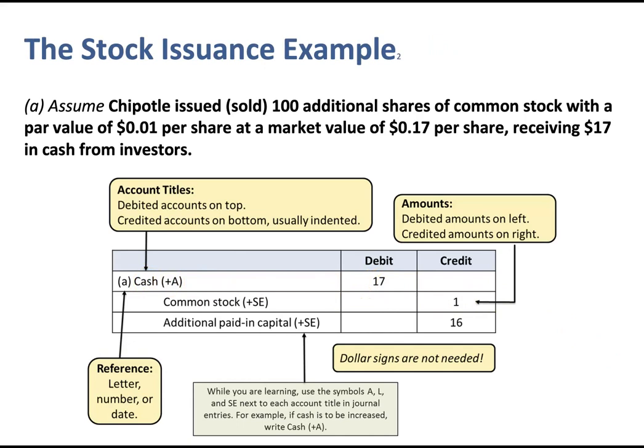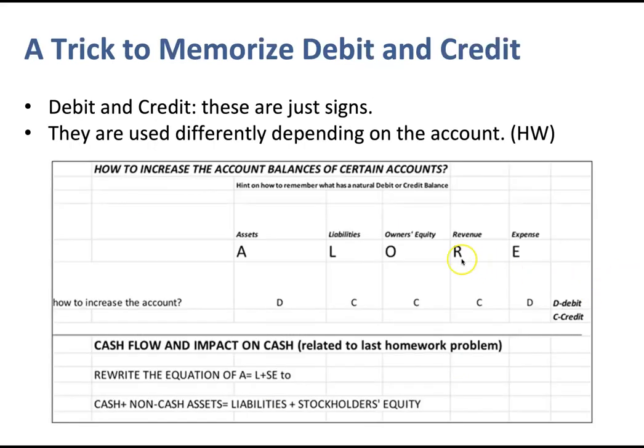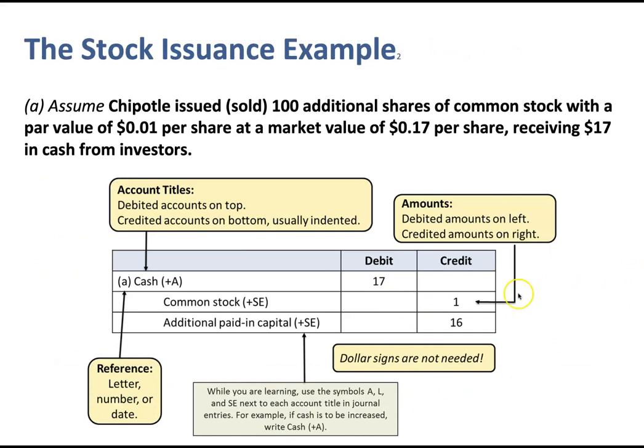Now, if you go back to the transaction analysis, you will see that common stock and APIC under stockholders' equity also increased. And from the lure, we know that owner's equity increases with credit, right? So we want to write the increase of common stock and APIC under stockholders' equity on the credit side.